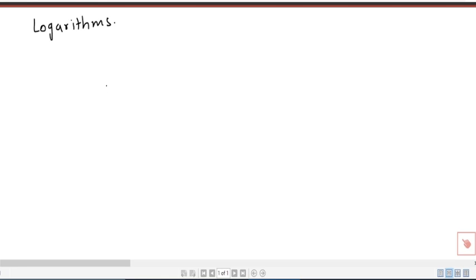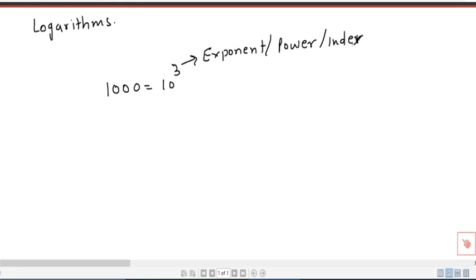So, see, one very simple equation I am going to write: 1000 can be represented as 10 to the power 3. Everyone knows that this is a very simple example from earlier classes. You know that this 3 is the exponent, or you can say power, or index, whatever you call it. And this 10 is called the base of the power. And this thing is the number, the original number.